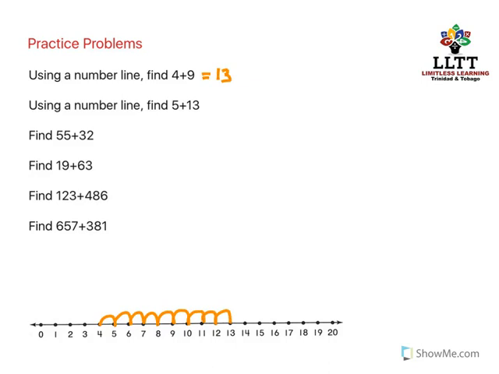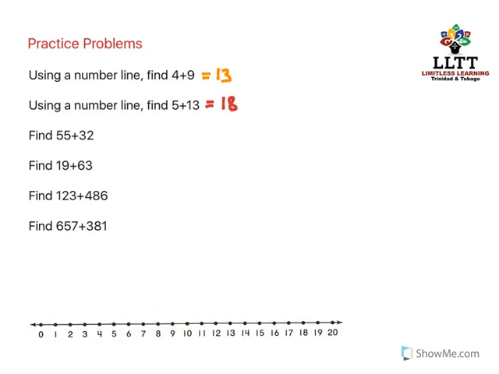Then we're going to use a number line again. This time we want to find 5 plus 13. So we're going to put a red dot on 5. And then we're going to move 13 spaces to the right. So that's 1, 2, 3, 4, 5, 6, 7, 8, 9, 10, 11, 12, 13. So that is 18. So 5 plus 13 is 18.